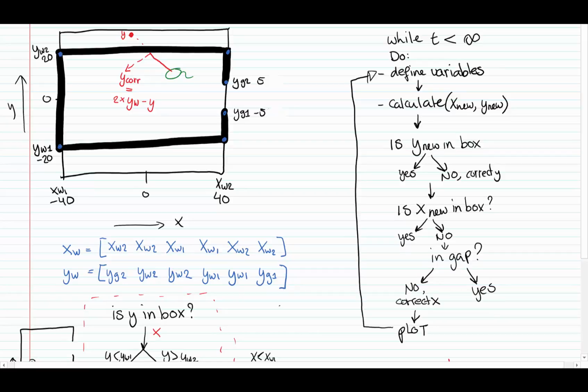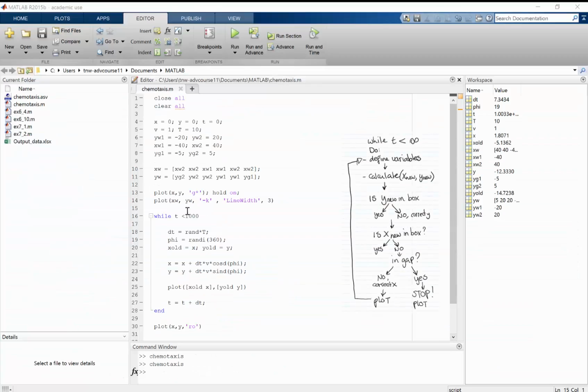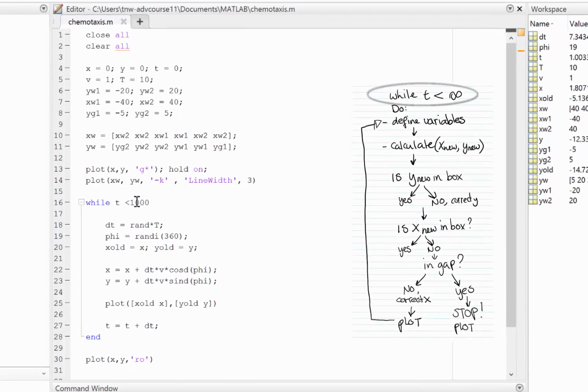However, if it's in the gap, we have to in some way stop the loop. We can do this using the break command of MATLAB. And then we have to plot the final position. And so let's put all of this in our code. Let's also keep the flow there to see what we have to do.